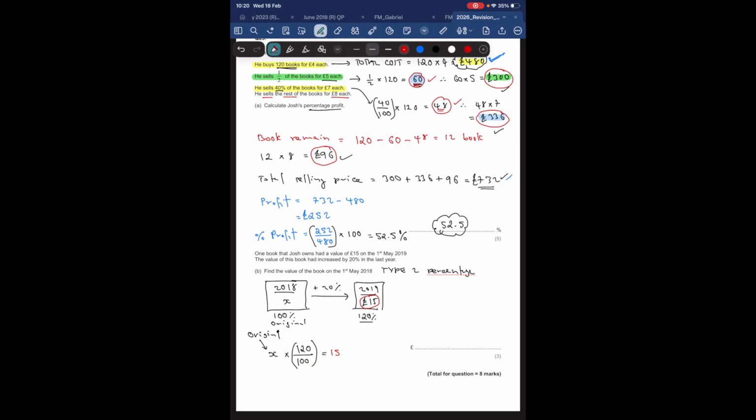That gives us 1.2. So x times 1.2 must be equal to 15. And if we solve that equation, bring the 1.2 over, we will get the value for x. It's going to be 15 divided by 1.2. If you work that out, you are going to get the value for the book in 2018. That gives you £12.5. And that is the value of the book in 2018, and that's your answer.